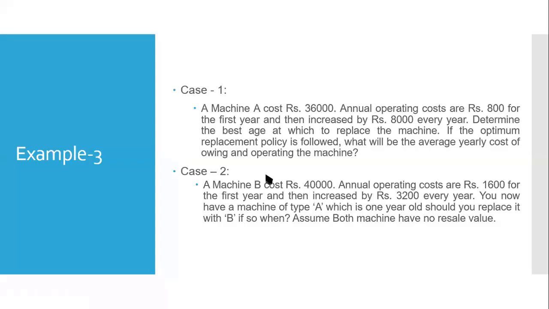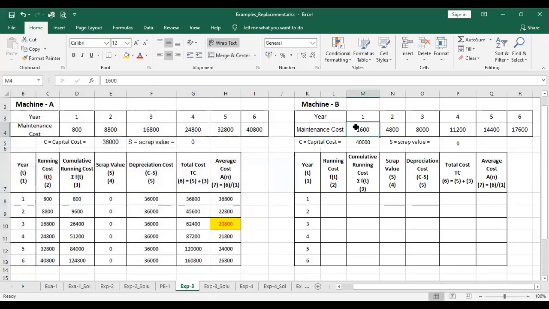Now let me get back to the Excel sheet, wherein the running or operation cost for the first year is 1,600, and it has an increment of 3,200 rupees for the upcoming years. So prepare the table like this. First year it is 1600. For the next year it is 1600 plus 3200, which is the increment value. And 4800, again it keeps on increasing by 3200.